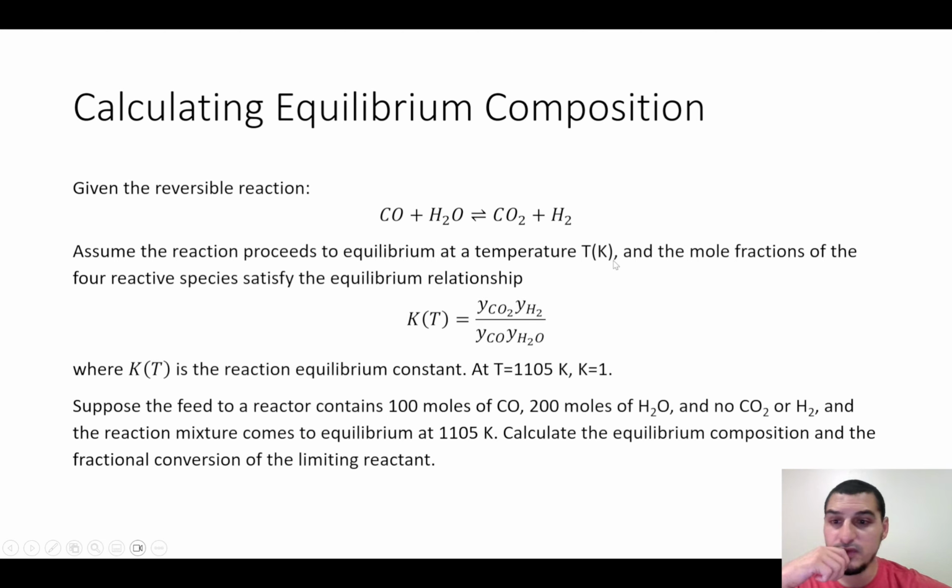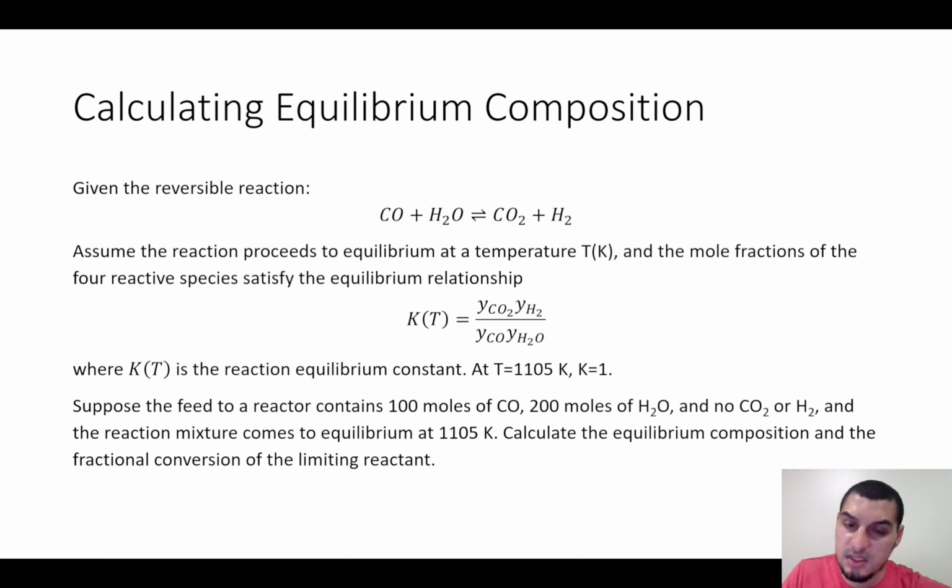in Kelvin, of course, and the mole fractions of the four reactive species satisfy the equilibrium relation that we see here. So this is the equilibrium constant as a function of the mole fractions. And we know that the temperature is 1105 degrees Kelvin, and at this temperature K equals 1. So we know that the value of K is 1. And we know that the feed contained 100 moles carbon monoxide, 200 moles water, no carbon dioxide, no hydrogen, and the reaction comes to equilibrium at 1105 degrees Kelvin, and we need to know the equilibrium composition and the conversion of the limiting reactant.